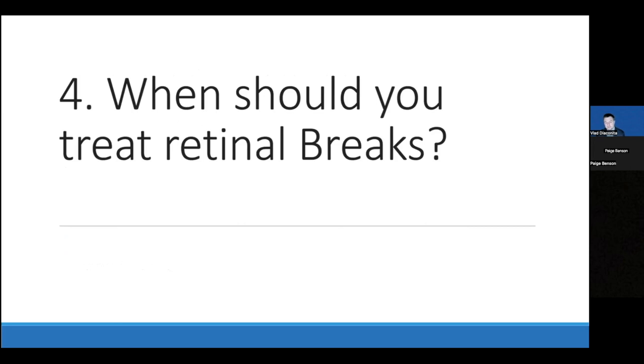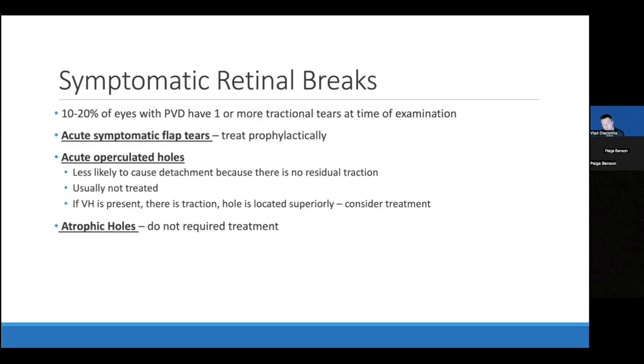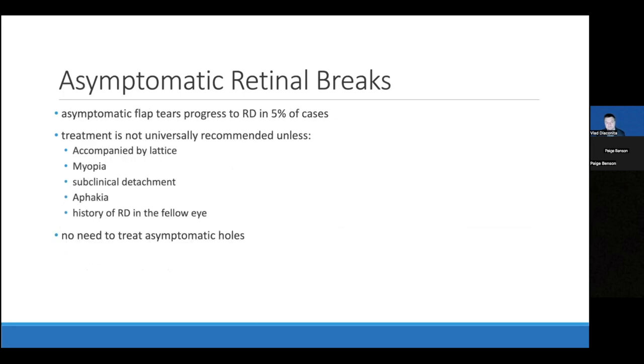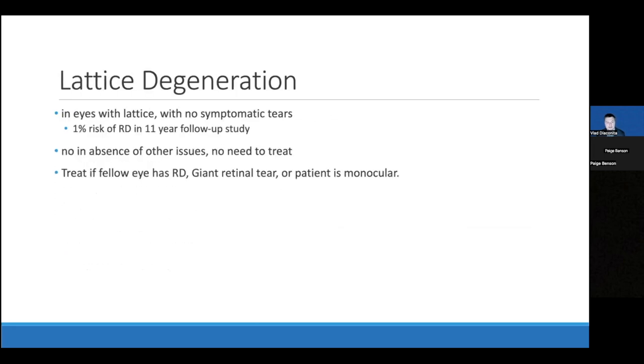And when should you treat retinal breaks? Well, if they're symptomatic, if they're horseshoe tears, obviously if they have a detachment, you have to treat it. Okay. And lattice, although it can cause detachments from tears associated with lattice, on its own, it's not always treated. You only treat it if the other eye had a detachment, or if they only have one eye, or some special factors. Obviously, if patients are asking you to treat because of anxiety, whatever, you have to have a discussion, like any other thing that you do in life.